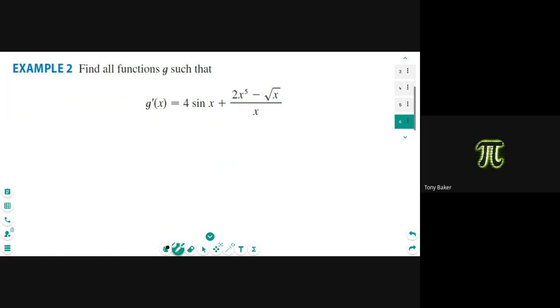This problem, the 4 sine x, is pretty simple to deal with. This over here, not so simple. It looks like just the power rule that we were doing because it's got a bunch of x's, but I've got a quotient in there. I've got division in there. And as of now, I haven't told you any way to do integration or antiderivatives with division. So the way that it's written right now, I can't do it. Can I rewrite that though? Yeah. I can rewrite this as 2x to the 5th over x minus the square root of x over x.